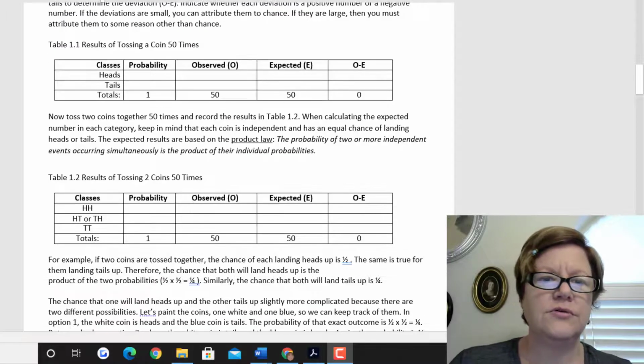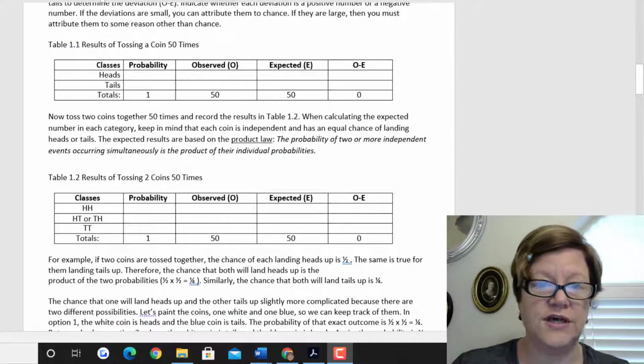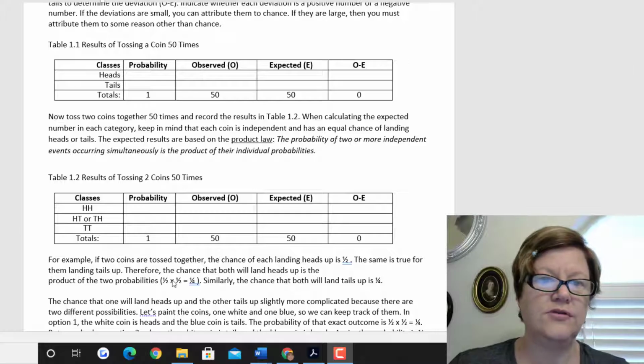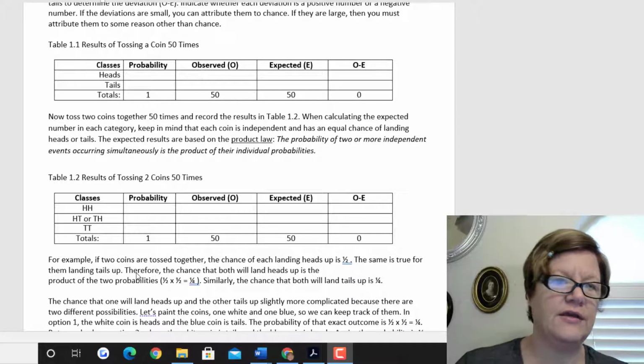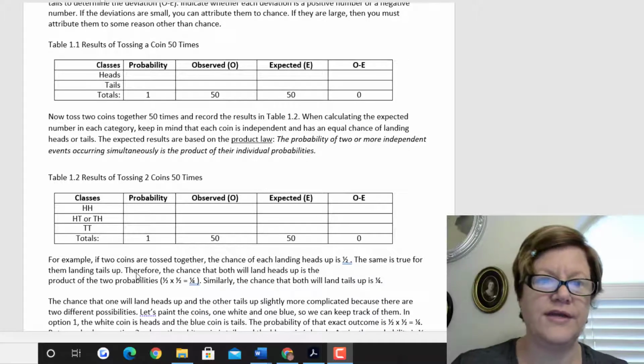Then you're going to toss 2 coins 50 times. And you can keep track on a scratch sheet of paper. How many times do you throw them and you get 2 heads? How many times do you get any combination of 1 heads and 1 tails? And how many times do you throw them and you get 2 tails?